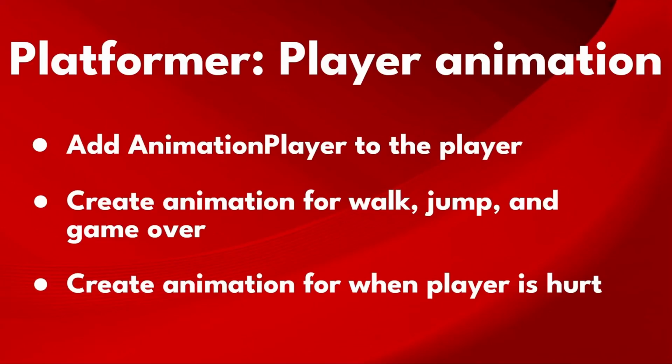All right. So in this section, we're going to create some animations for the player. We're going to start off by adding an animation player to the player scene. Then we're going to go ahead and create an animation for walk, jump, and game over. On top of that, we're going to create one more animation for when the player is getting hurt. Let's go ahead and get started.